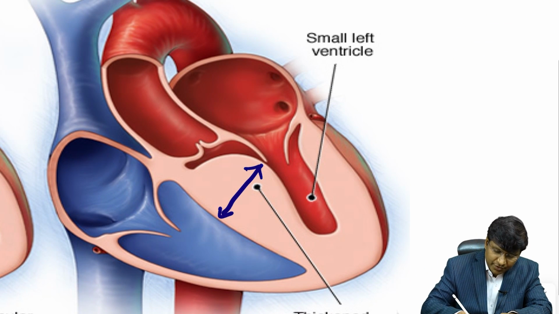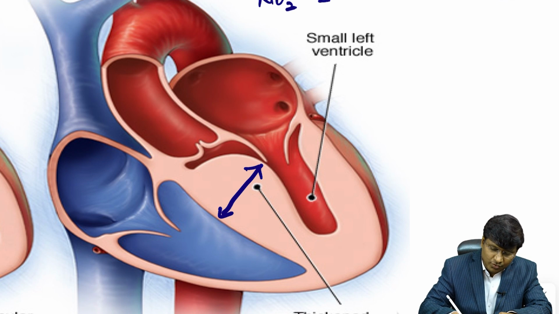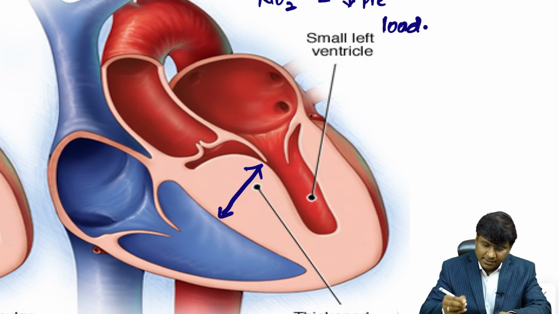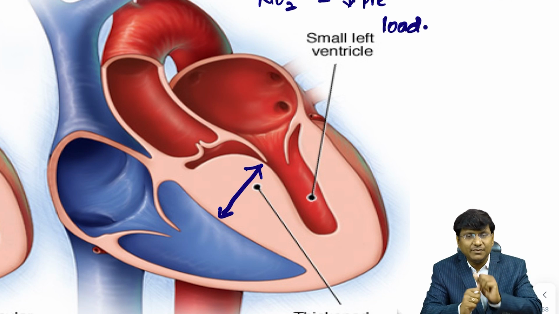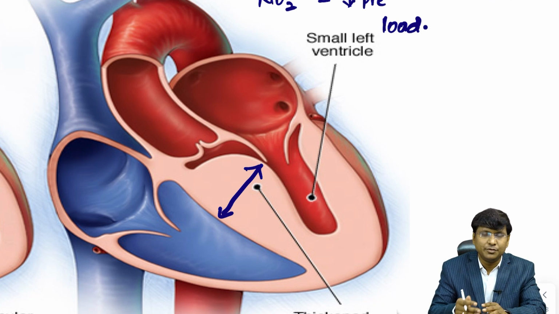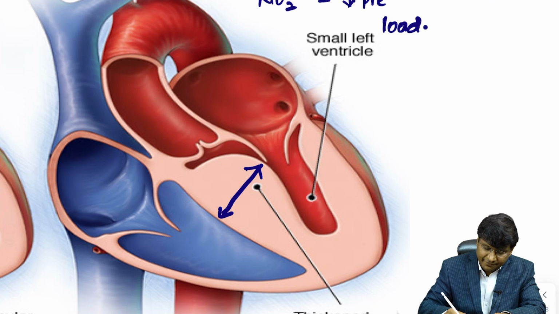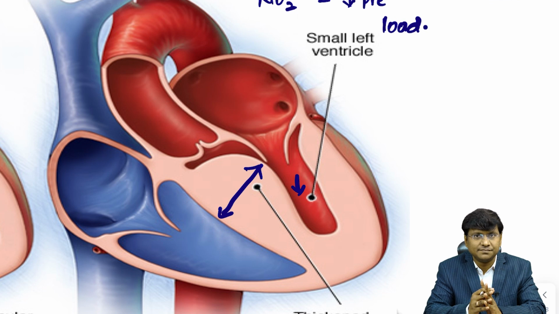So whenever you are giving sublingual nitrate, it will decrease the preload. Okay, sublingual nitrate will decrease the preload. Now, when it is decreasing the preload, what will happen to the right ventricular volume? It decreases. Subsequently, what will happen to the left ventricular volume? Even the left ventricular volume also decreases, right?